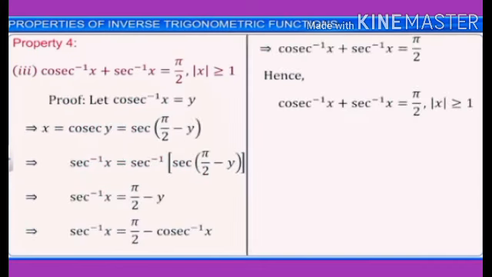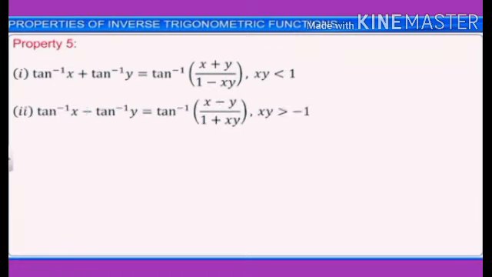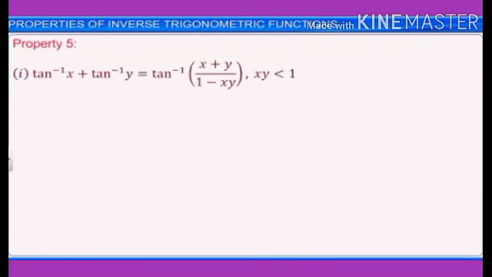The fifth property states that tan inverse x plus tan inverse y is equal to tan inverse of x plus y upon 1 minus xy. And tan inverse x minus tan inverse y is equal to tan inverse of x minus y upon 1 plus xy. Let's prove the first property.